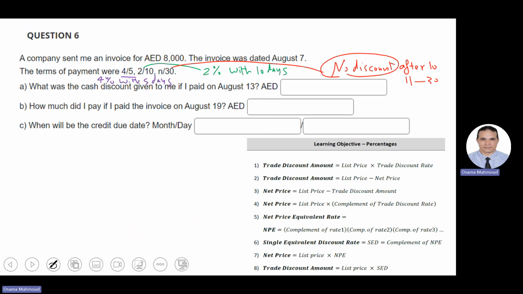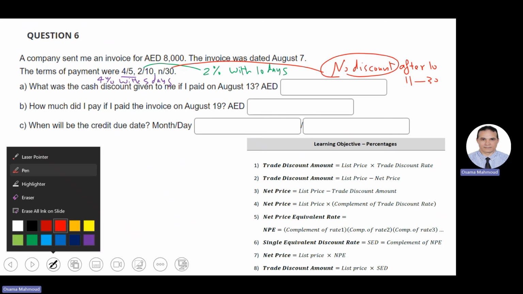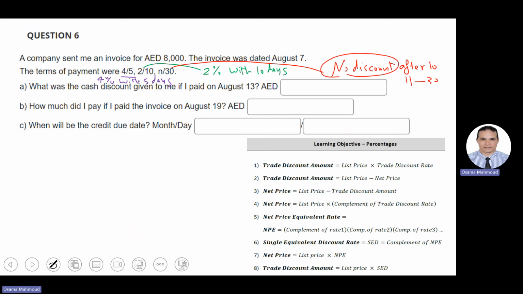Okay. Now I have to check the date of my invoice, which is August 7. And he paid already on the 13th of August. You have a table for the date, you can count how many days, but this is easy, from 7 to 13. He paid within 6 days. So he is eligible for the first discount and also eligible for the second discount.